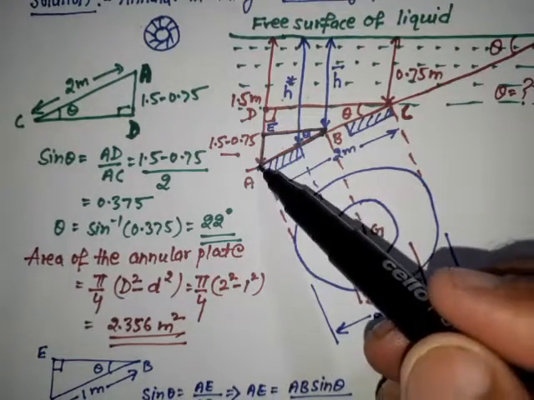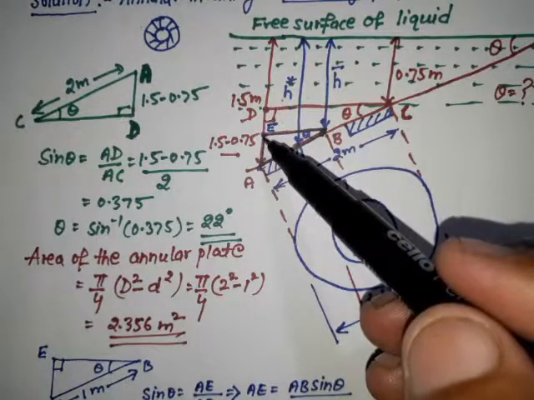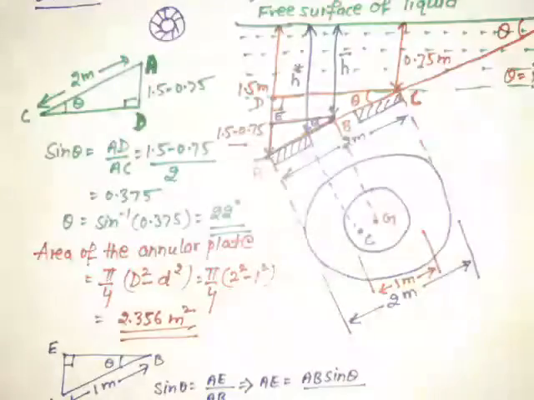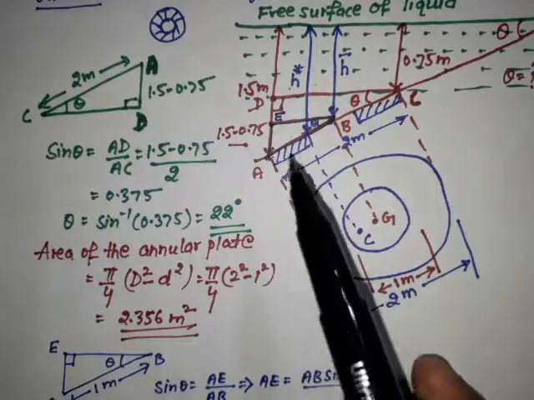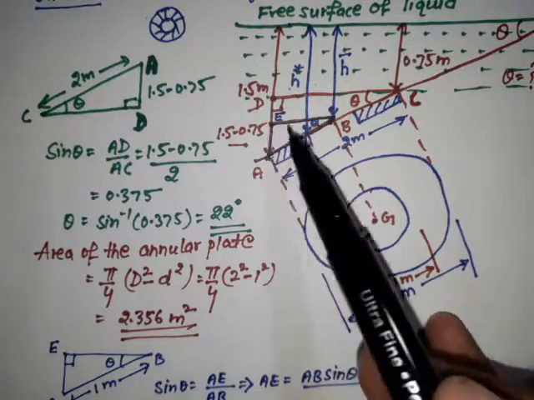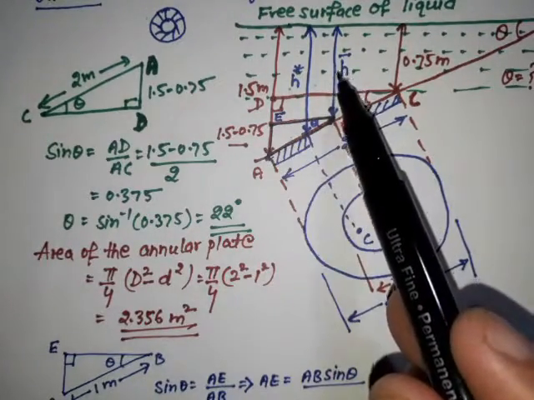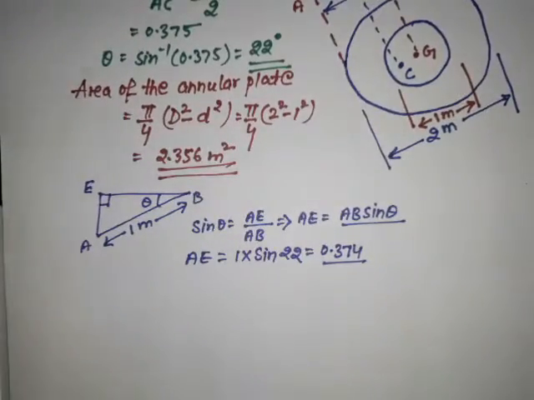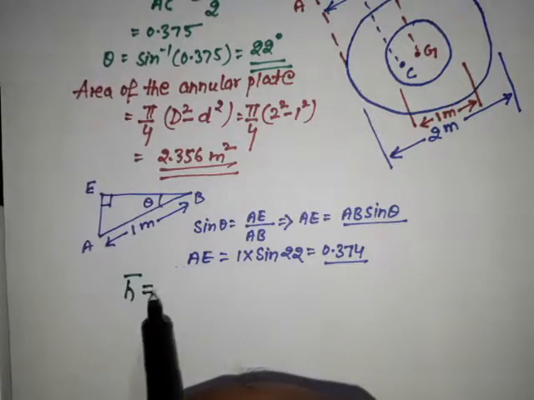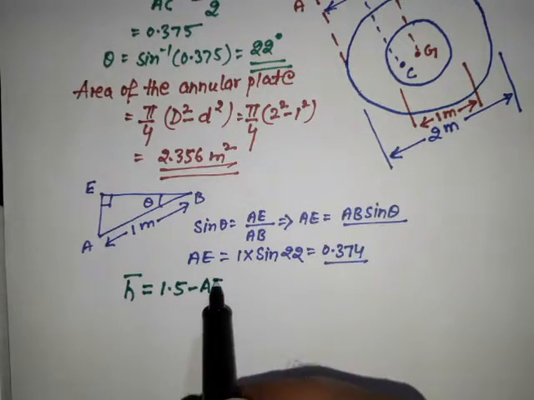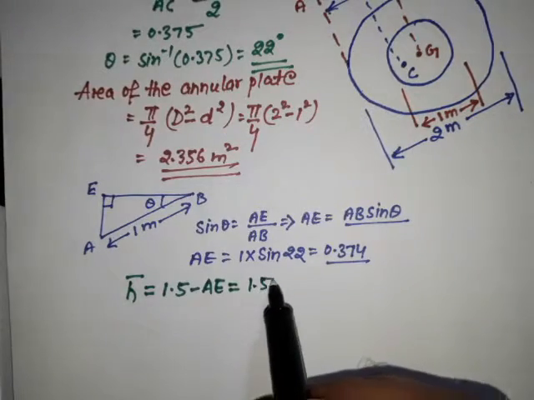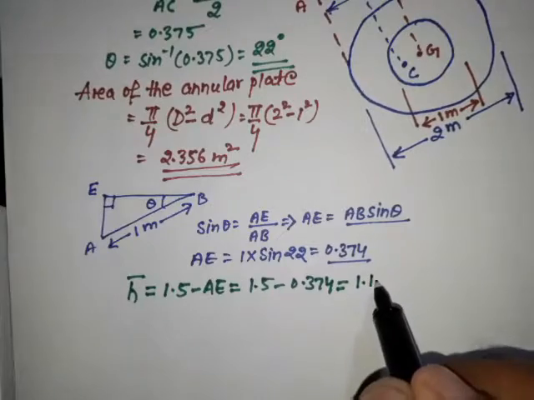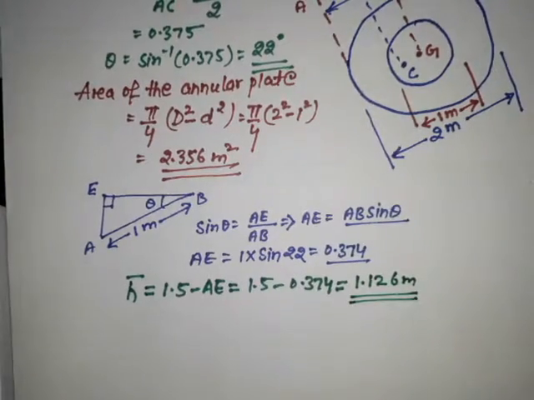So if AE is 0.374, I can find out the value of H bar. If I subtract 1.5 minus AE, that is equal to H bar. So here H bar is equal to 1.5 minus AE. So that is 1.5 minus 0.374. This is equal to 1.126 meter. This is the value of H bar.